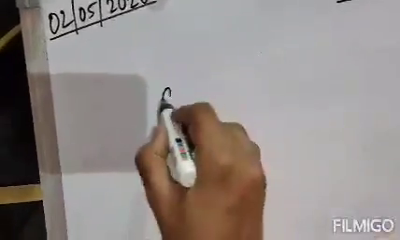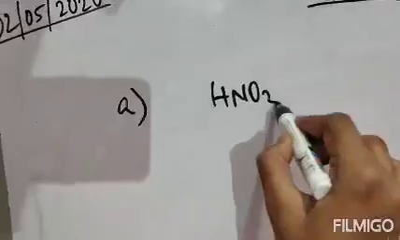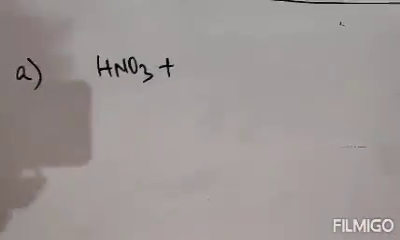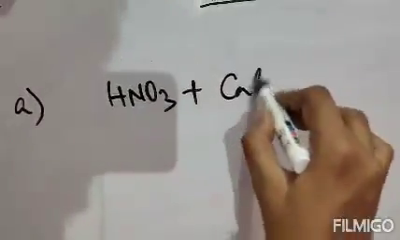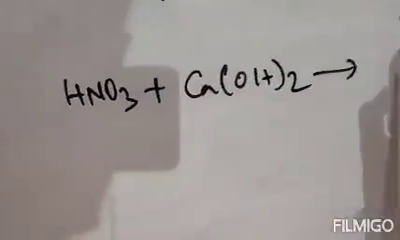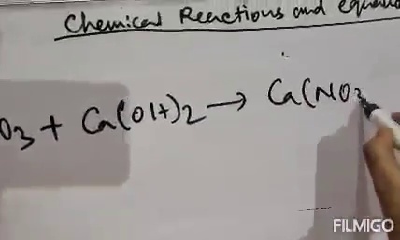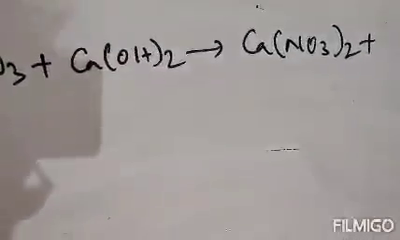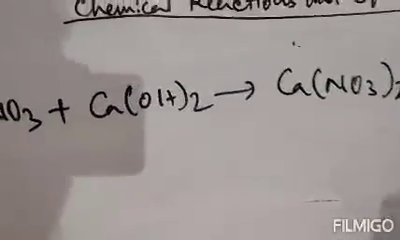So these are the questions from your NCERT. Clear? I have just picked up those questions for you. Number 1 is, suppose HNO3, nitric acid, is treated with calcium hydroxide. Clear? The product is Ca(NO3)2, that is calcium nitrate, plus H2O. Now you have to balance this equation.